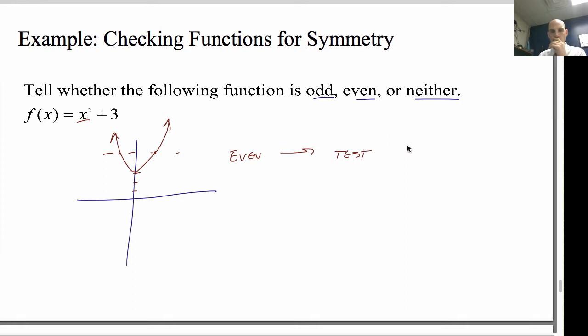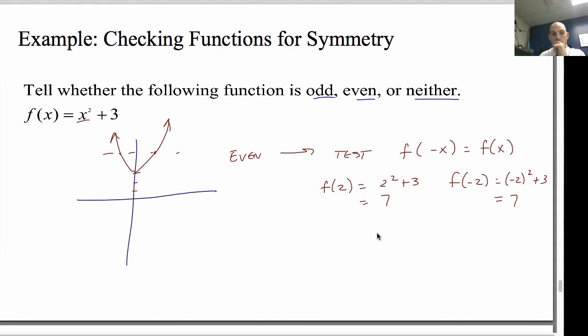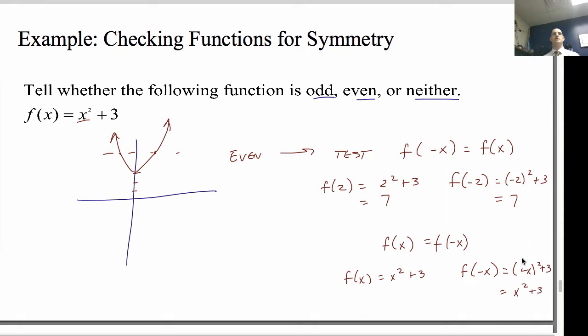But here's the test. Is f of negative x equal to f of x? Okay, so let's see. f of 2 is equal to 2 squared plus 3, which is equal to 7. And f of negative 2 is equal to negative 2 squared plus 3, which is equal to 7. So f of x, whatever it was, it just happened to be 2, is equal to f of negative x. Okay, so in general, it would look like this. f of x equals x squared plus 3, and f of negative x, so this is me testing a value, and now I'm going to test in general, is equal to negative x squared plus 3, which is x squared plus 3. Okay, so if you're ever trying to figure out if it's even or odd, you have to look back to those rules. Is f of negative x equal to f of x?